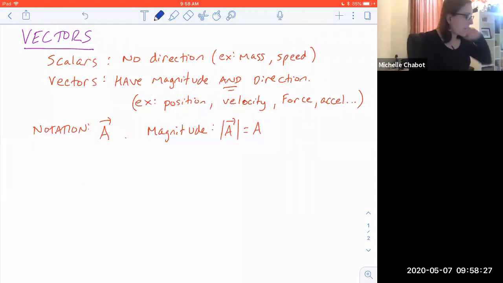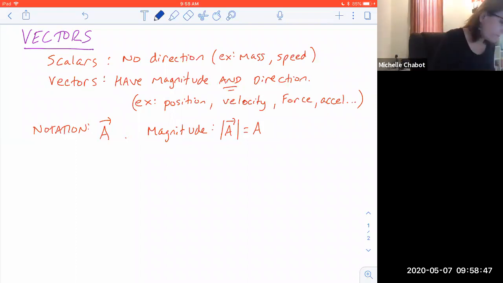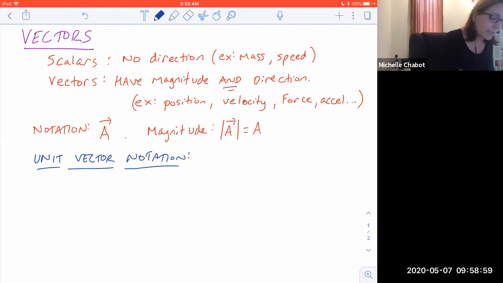So now we want to go ahead and talk specifically about how we can write out vectors in different ways. We can either write out their x and their y components, x, y, and z if it's in 3 dimensions, or we can talk about them, say, in polar coordinates with an angle and a magnitude. So here I'm going to first talk about unit vector notation. Unit vector notation is a commonly used notation for vectors in physics.